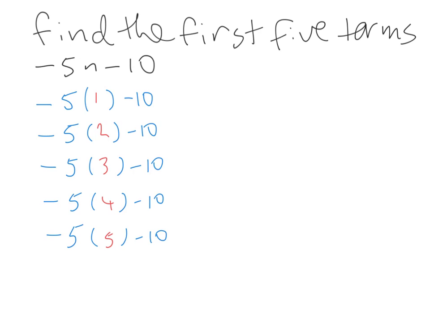Okay, so minus 5 by 1 is minus 5, and minus 5 minus 10 is minus 15. Minus 5 by 2 is minus 10, and minus 10 minus 10 is minus 20. Minus 5 by 3 is minus 15, minus 15 minus 10 is minus 25. Minus 5 by 4 is minus 20, minus 20 minus 10 is minus 30. And minus 5 by 5 is minus 25, and minus 25 minus 10 is minus 35.